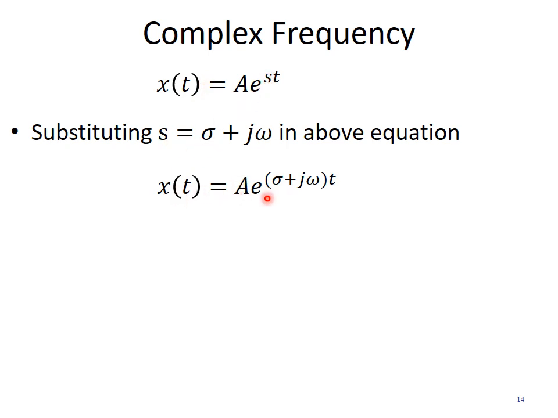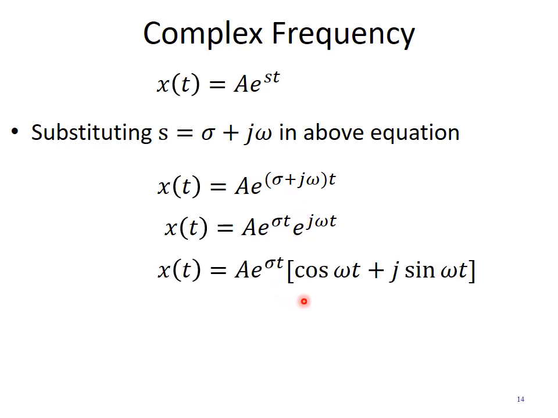So substituting s equal to sigma plus j omega in this equation, we can get x of t equal to A e power (sigma plus j omega) t. Now further, we can separate the real and imaginary parts. So separating the real part of the exponential and the imaginary part of the exponential, we get x of t equal to A e power sigma t into e power j omega t. Now further, we can represent this complex exponential using Euler's identity as cos omega t plus j sin omega t.